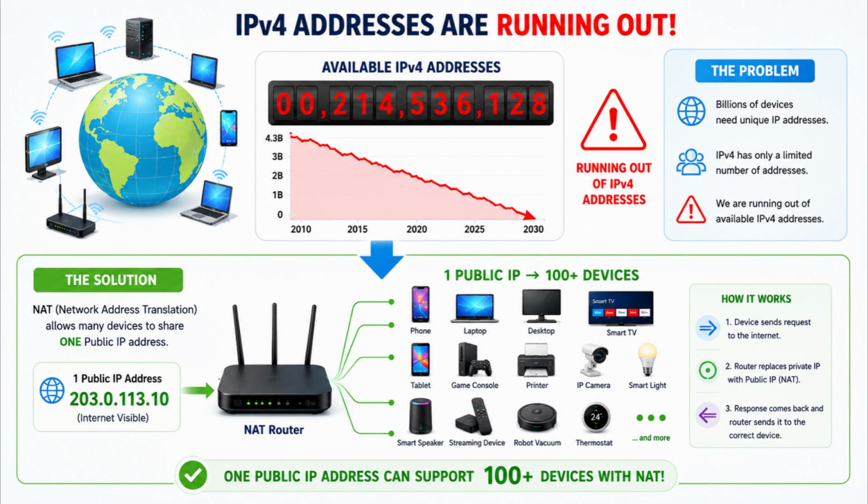Imagine every phone, laptop, TV, tablet, and printer on earth needed its own public IP address. We would run out of addresses very quickly. Private IP addresses solve this problem. Hundreds of devices can share a single public IP address through NAT.